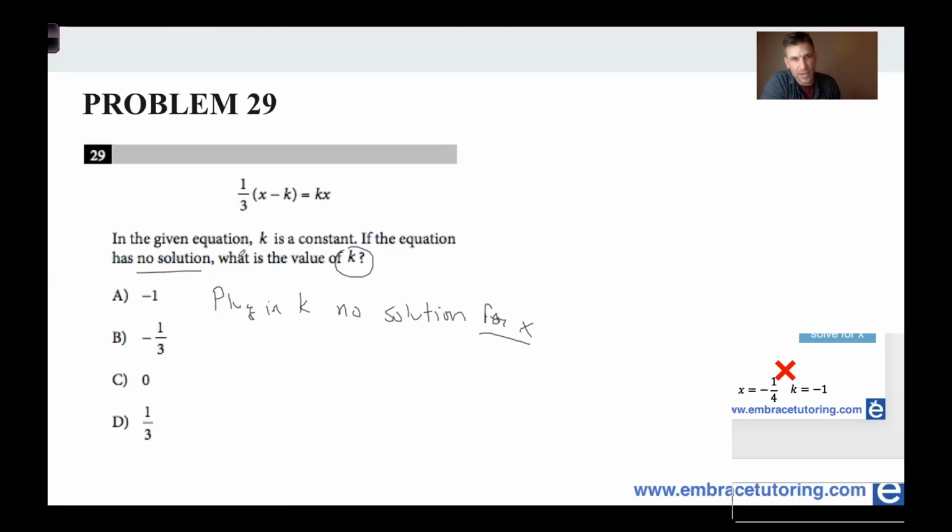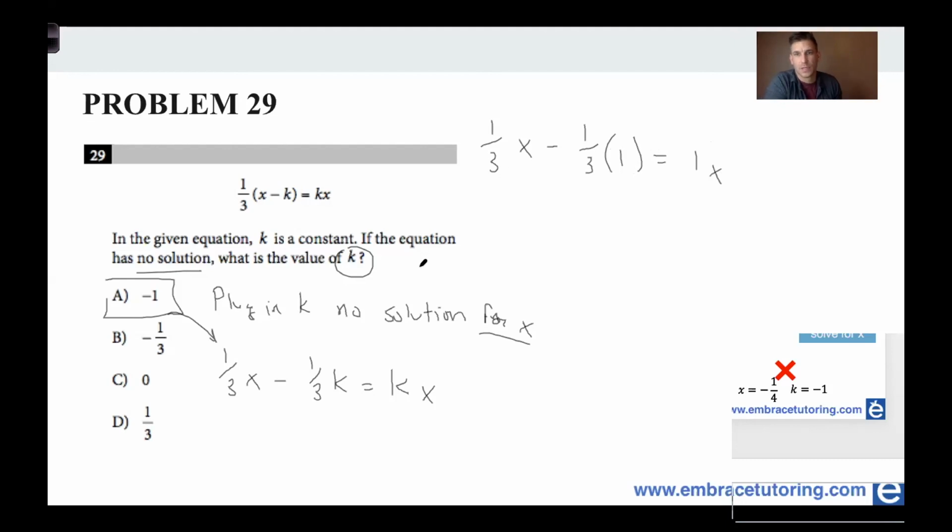And if I take my values here, and I'll go back to my equation, 1/3 x minus 1/3 k equals kx, then if I do a 1, for example, which is not your answer, I'm just plugging this in first. Then I'm going to plug this in for k. Then I get 1/3 x minus 1/3 times 1 equals, now remember, I'm plugging in a 1 here, this will give me 1x.